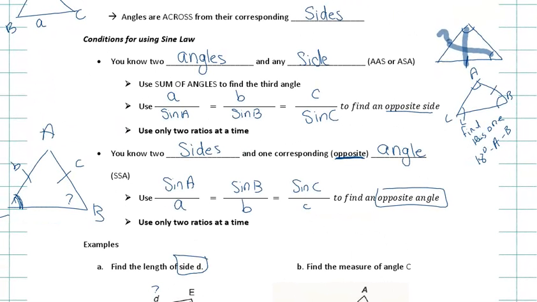Now I want you to look at the next example and tell me, what do I have and what am I looking for, and can I use the sine law? Two angles on one side. Do I have the opposite side? Yeah, that's very important. Can I move back up? Yes.